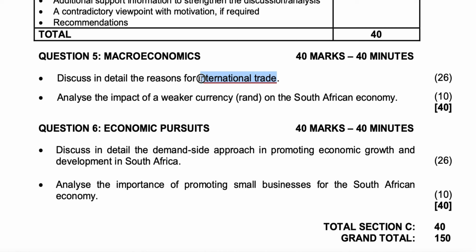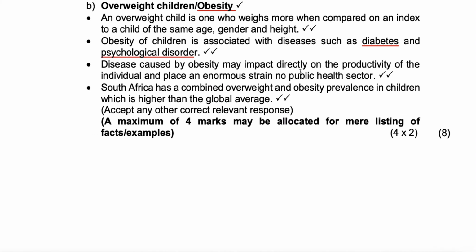Discuss in detail reasons for international trade. I have one learner last year who gave me a good mnemonic for this one. I don't know if I'll remember it, but it says something like, people in Wheatbank prefer coffee and cookies. People in Wheatbank prefer coffee and cookies. We'll see it as we go to the answers.